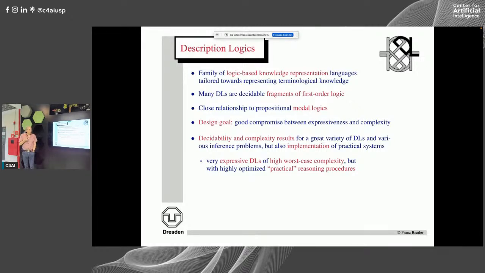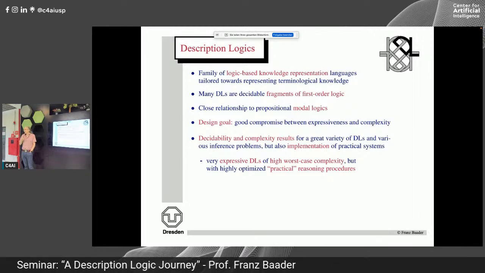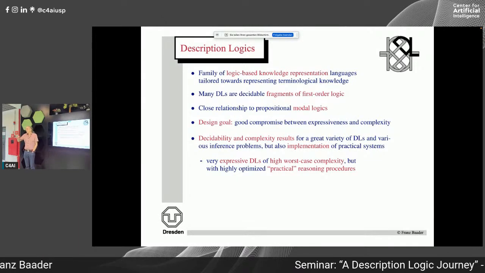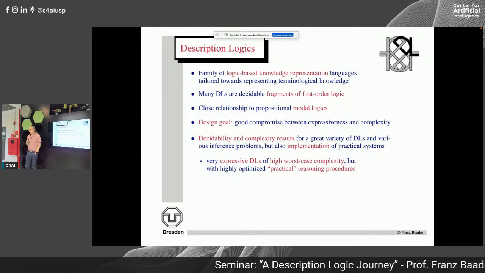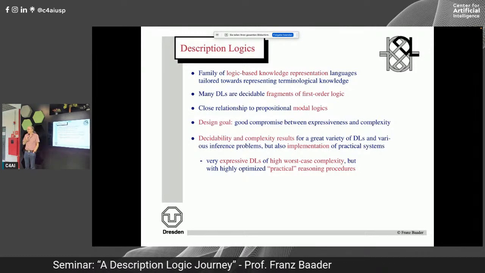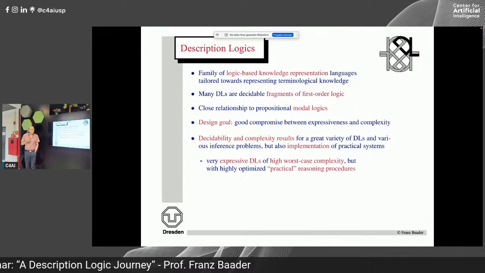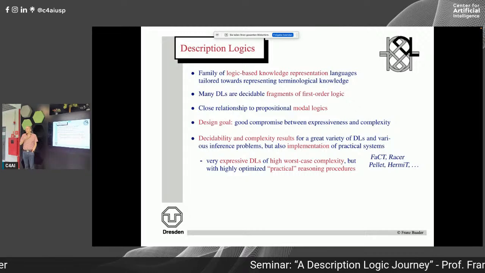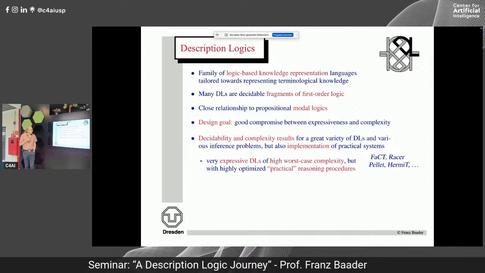On the one hand, we have systems that can deal with very expressive description logics, so where you can express a lot of stuff, but where you have to pay for it by having a high worst case complexity, but where well-implemented systems still work quite well. And here are a few names of systems, so older ones like Fact and Razor. So Fact was the first one that was really fast for expressive description logic.